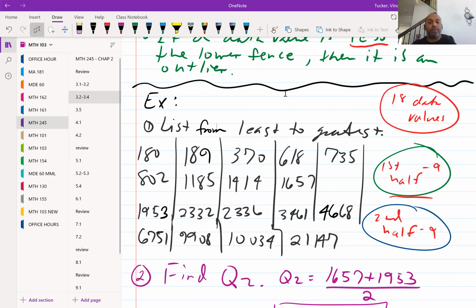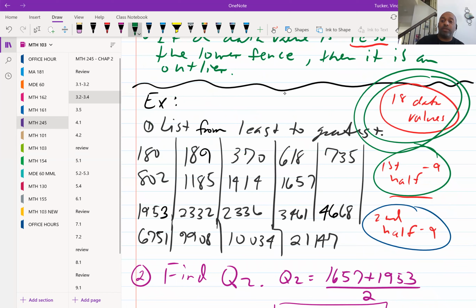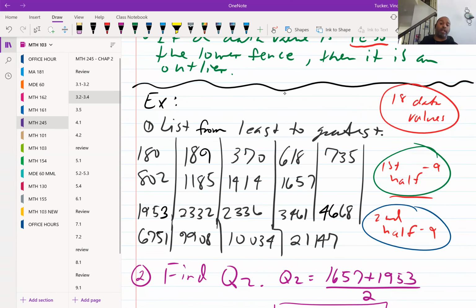And that's a step that a lot of people forget. So make sure you don't forget that. So I already listed the data set from least to greatest. And also notice how I set up my data set. First, what I do is count how many data values I have. I have 18. So I go ahead and write it in half.